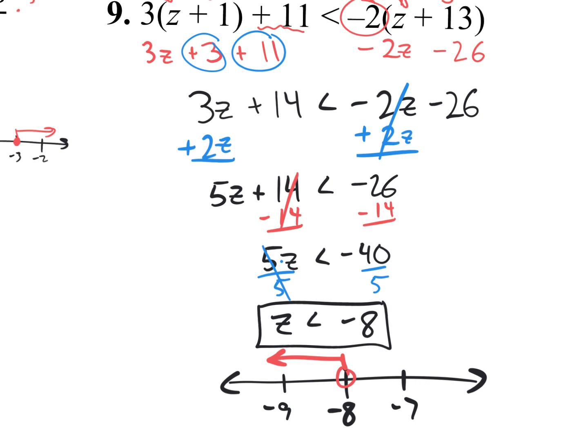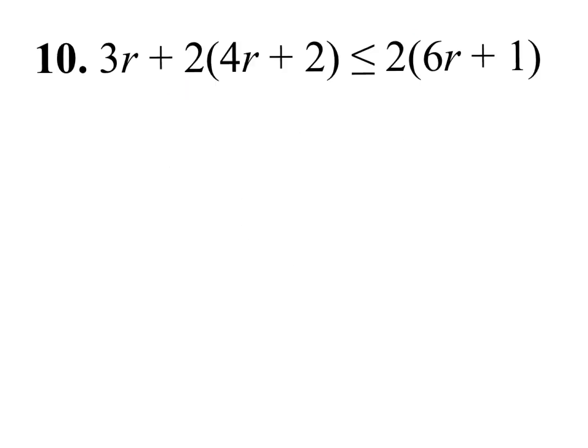That is a fun question. Let's try another. Number 10. Dang, that's a big ugly one. We need to make it nicer, make it simple. How are we going to make it simple? By simplifying it. How do we simplify? By doing distributive property and or combining like terms.